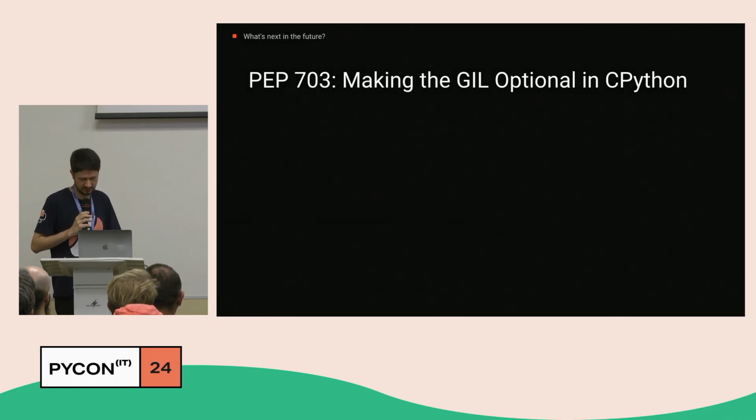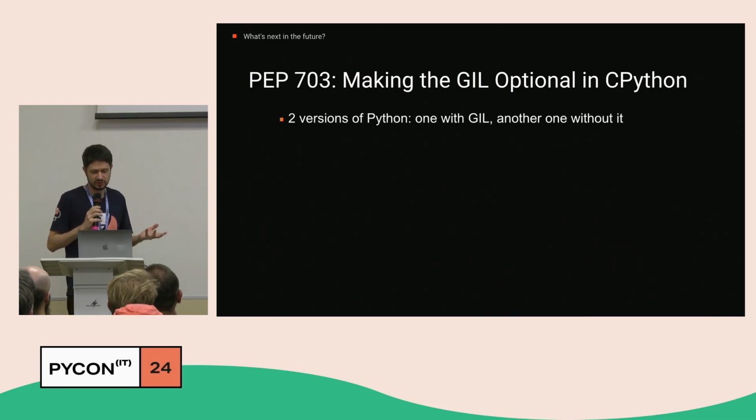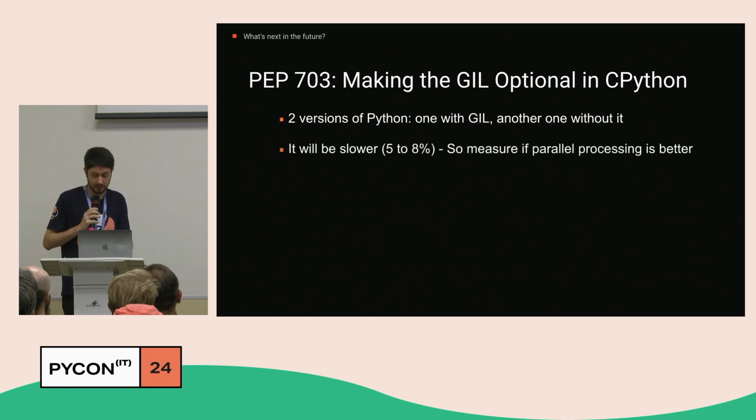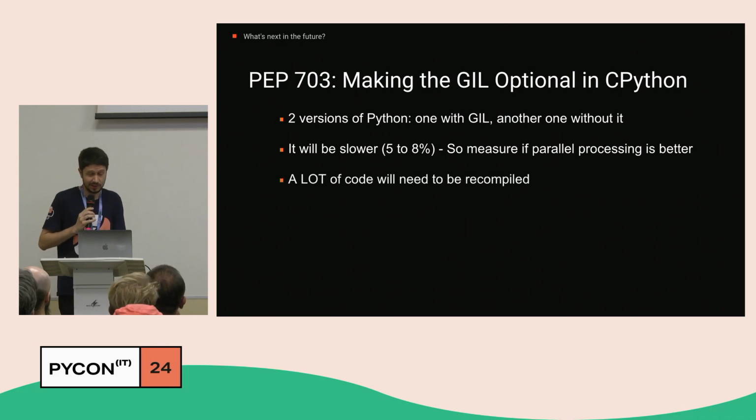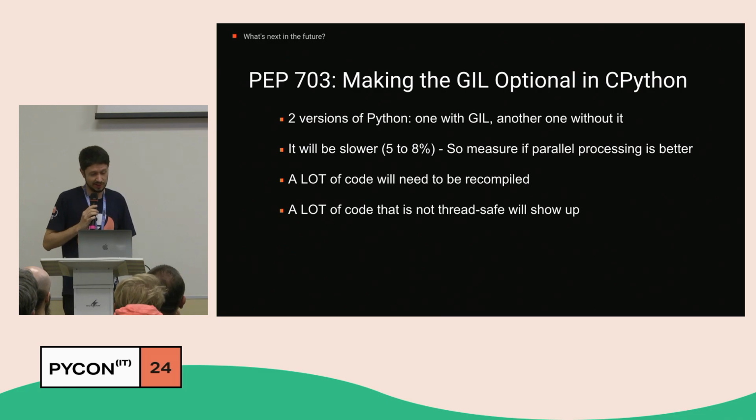And my opinions about this PEP, this is not a big surprise. There's going to be two versions of Python, one with the GIL and another one without it. It'll be slower, a lot slower, like depending on which CPU you're actually using, 5 to 8%, so you have to measure it carefully just to see if it's actually worth using it. There will be a lot of code that needs to be recompiled, and there will be a lot of code that is not thread safe that will show up, unfortunately.